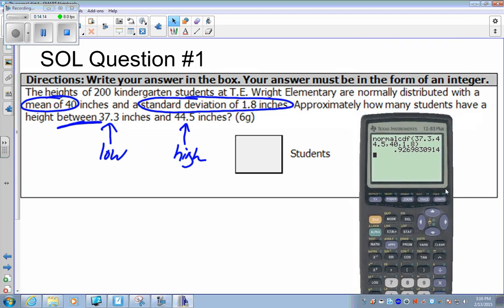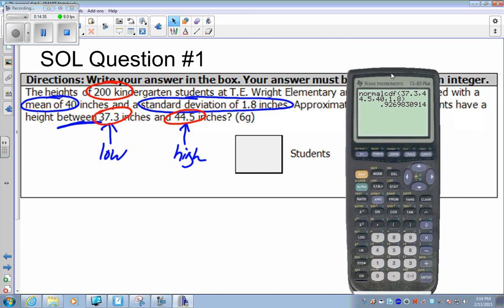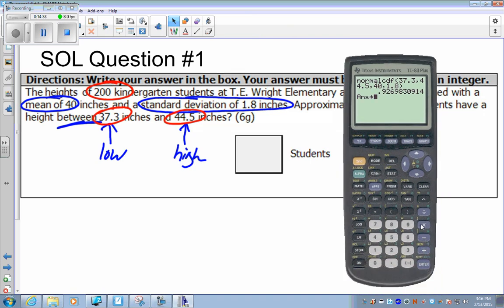If I want to actually find the number of students, there are 200 kindergartners total. We want to know how many of them fall between 37.3 and 44.5. Well, we have a percent of those that fall between those, right here in the calculator. If I take that percent and multiply by 200, that'll tell me how many students. So approximately 185. So 185 students will be between 37.3 inches and 44.5 inches.